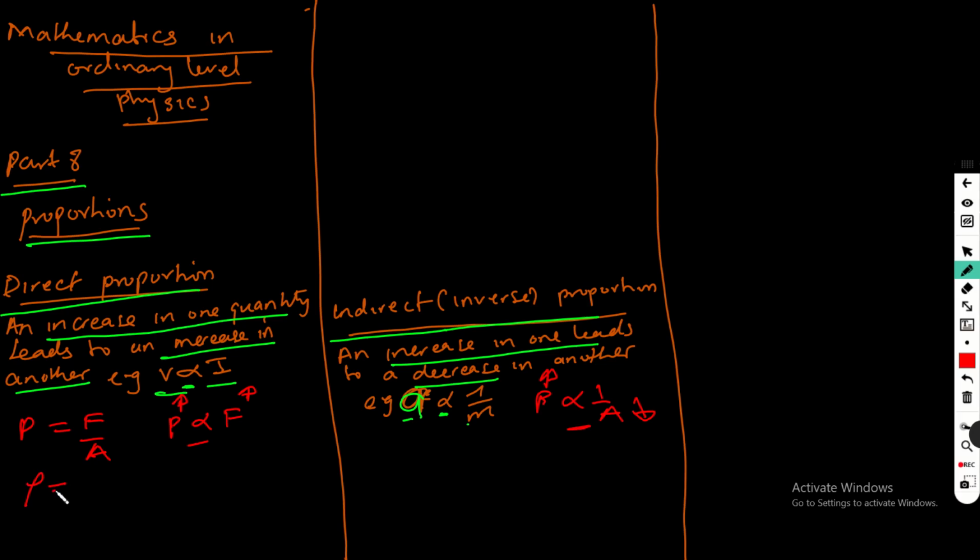The same thing with density. You have density equals mass on volume. This means density is directly proportional to mass, but density is inversely proportional to volume. So if I increase the density, I'm reducing the volume. Increasing the density, I'm increasing the mass. So those are the different things about inverse proportions and direct proportions.